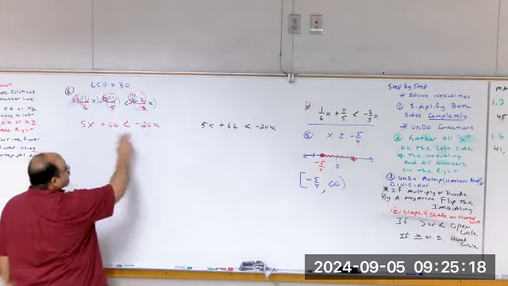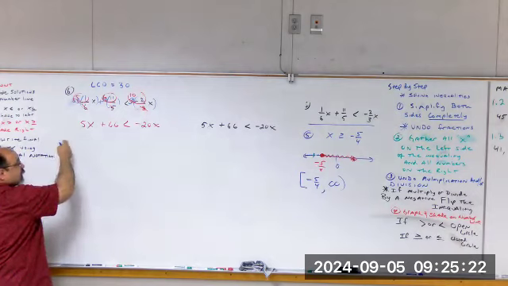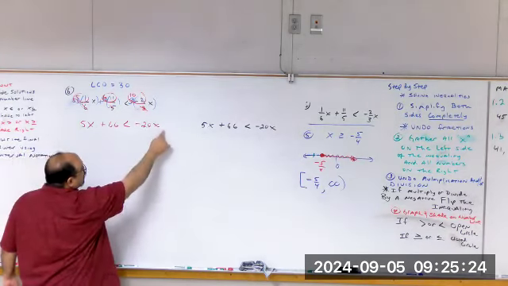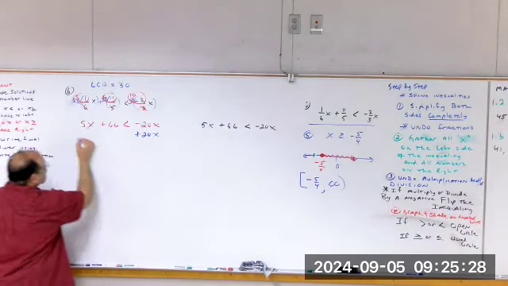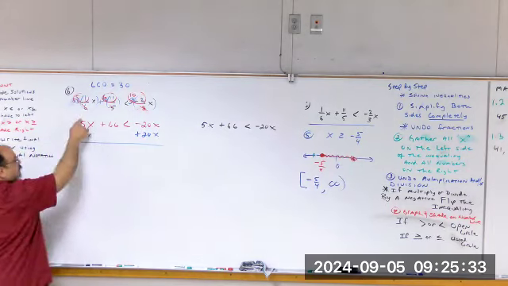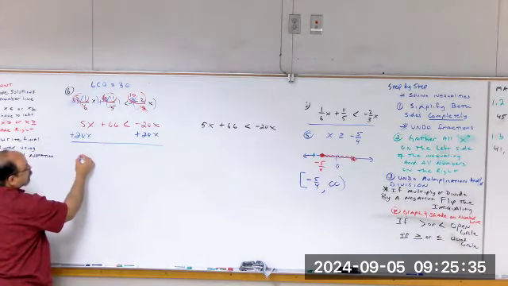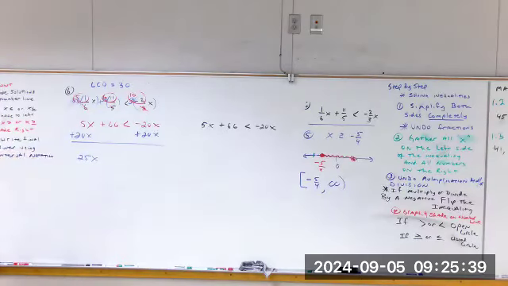So here's 5x, that's negative 20x. I want to bring the negative 20 to the left. So how am I going to undo negative 20x? We're going to add 20x to both sides. And then we get 5x plus 20x, that is equal to 25x. And then it's like, okay, the brain short circuits.